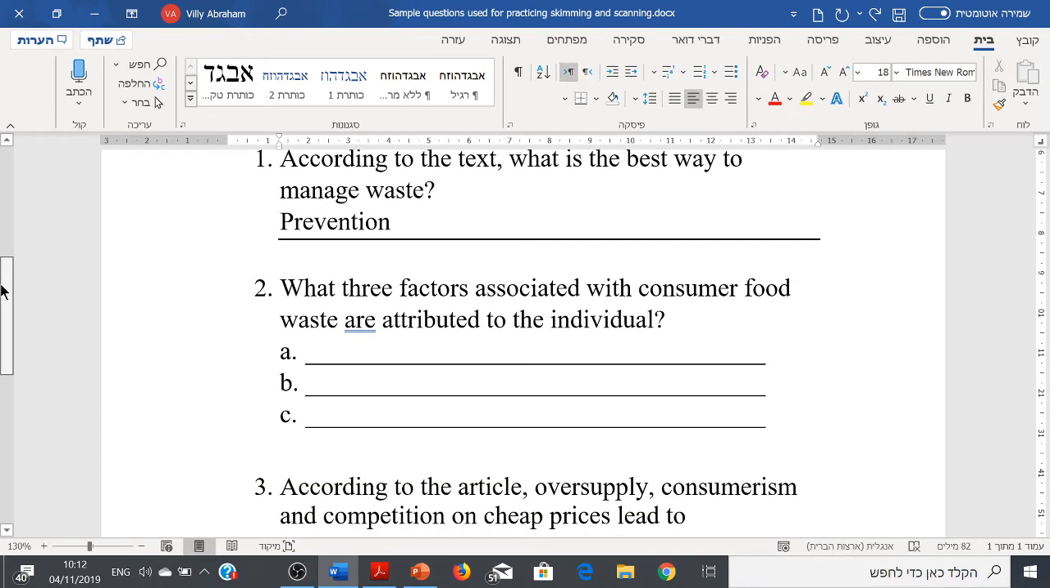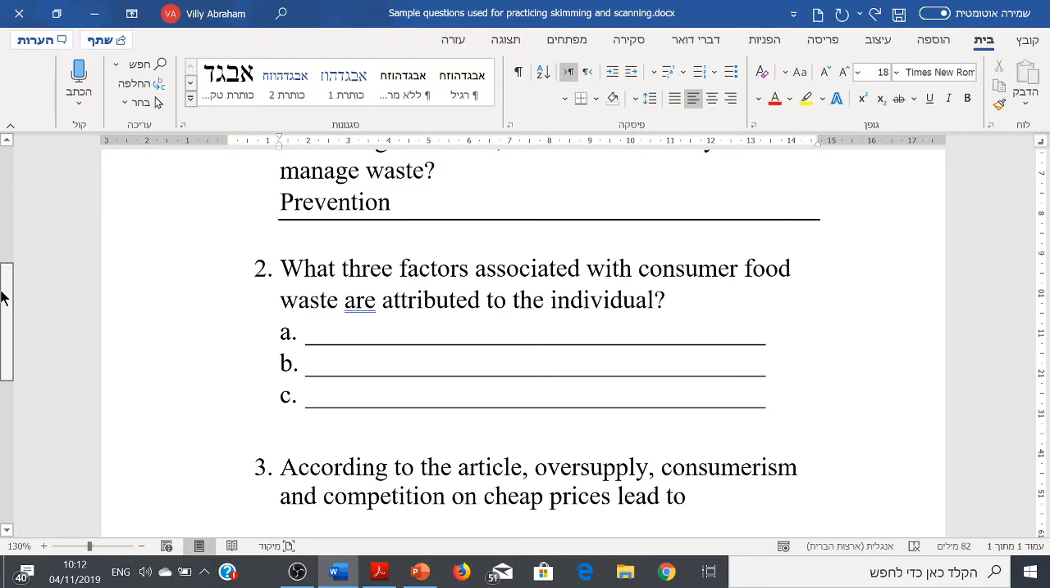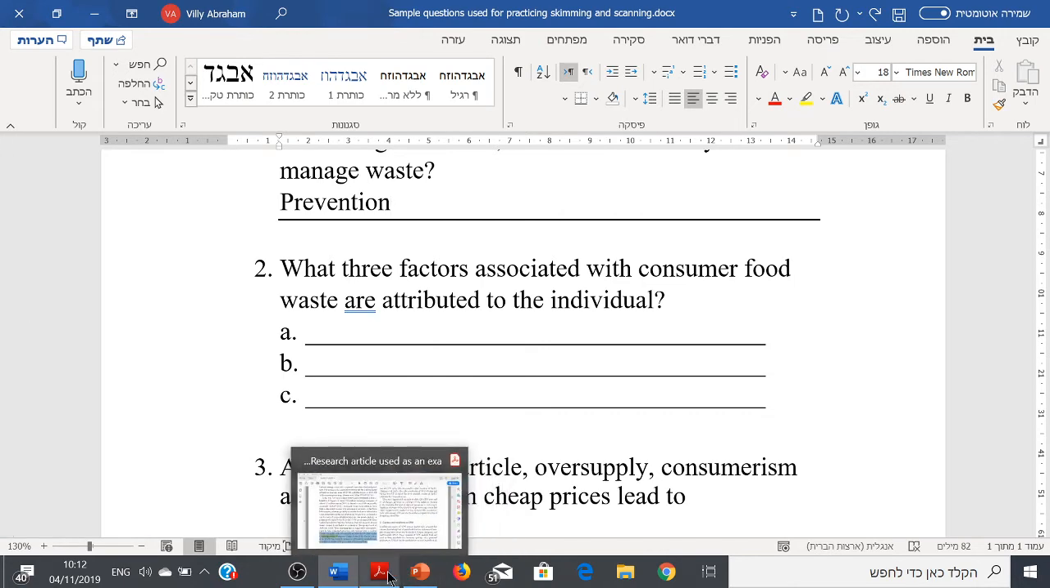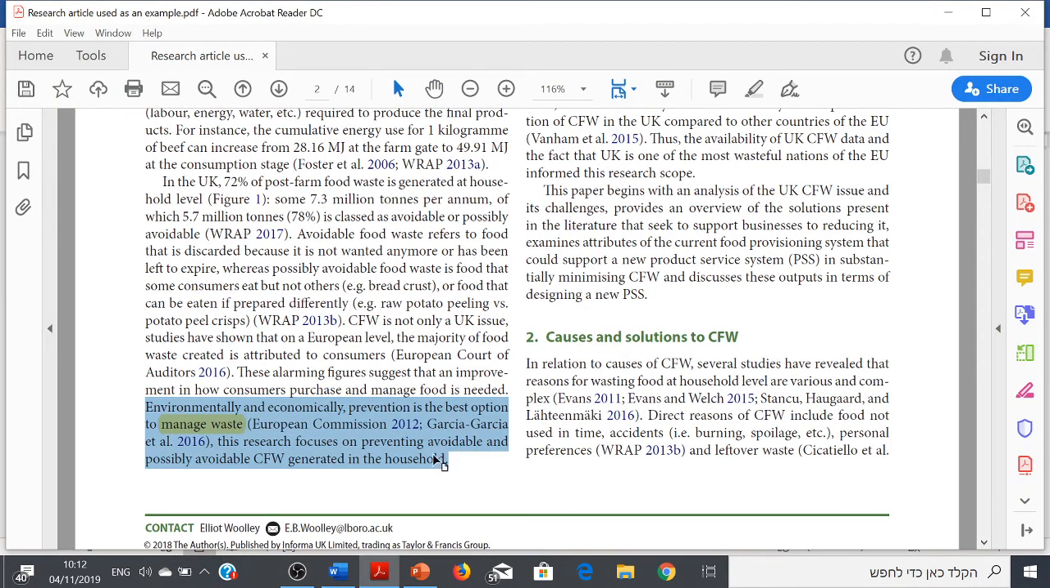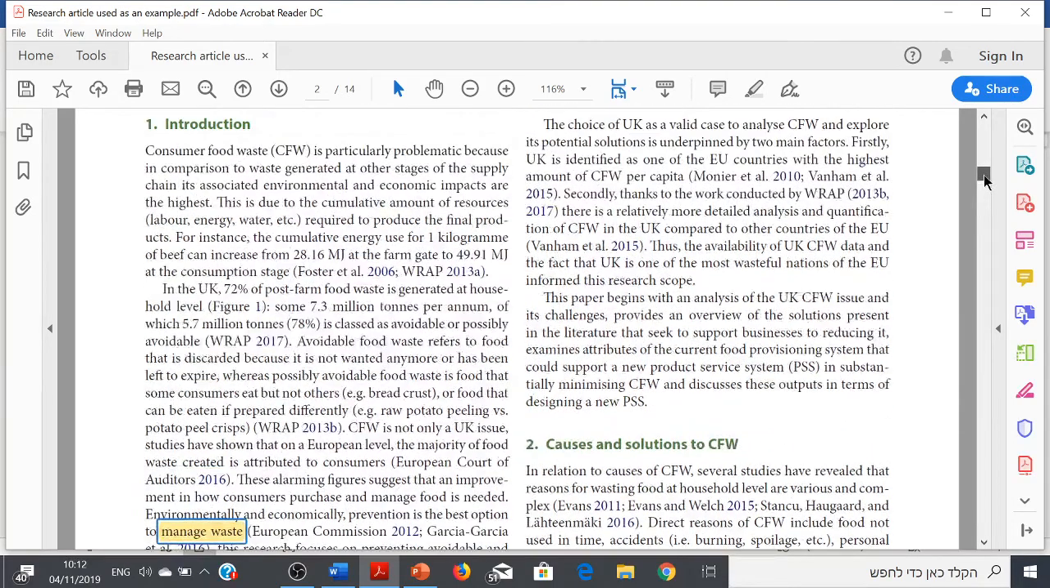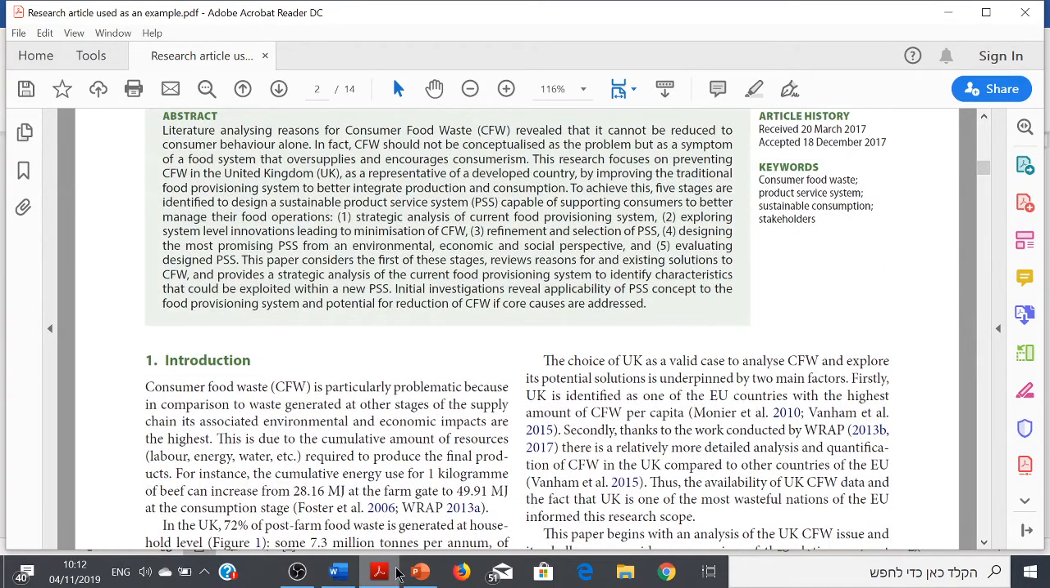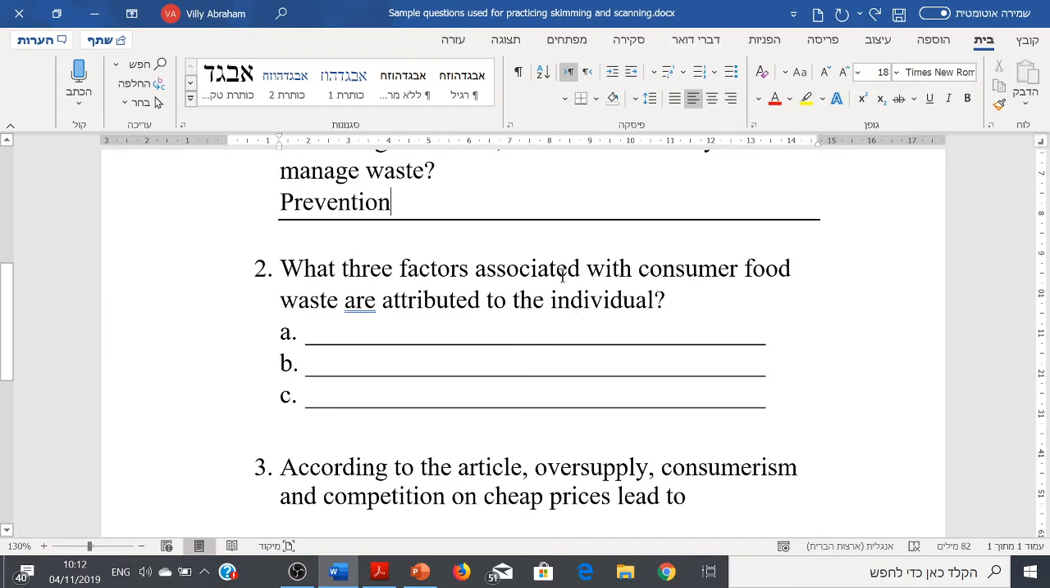The next question is, what three factors associated with consumer food waste, often referred to as CFW in the text, are attributed to the individual? So from the point I left off with the previous question, I continue skimming and looking for the next keyword, which is individual. And why individual? Because we want to read about the individual and see what it is about the individual that causes consumer food waste. And we're looking for three factors.